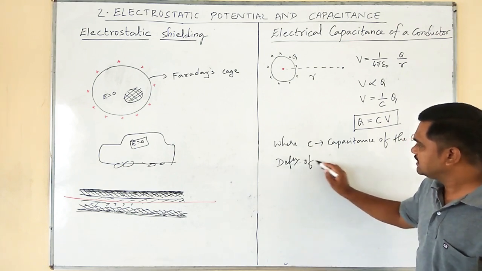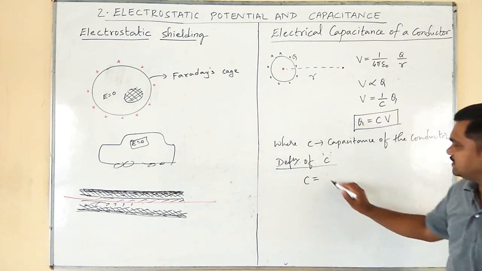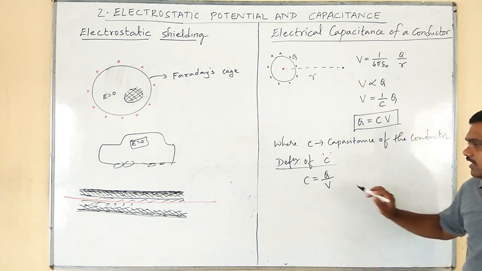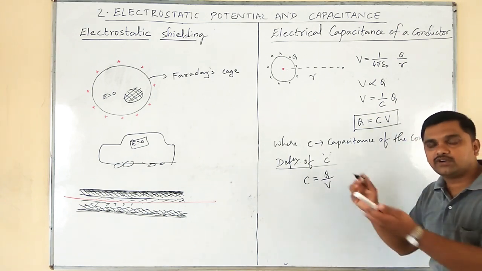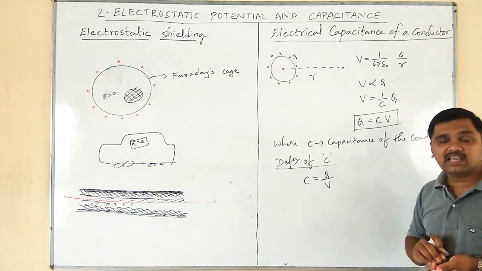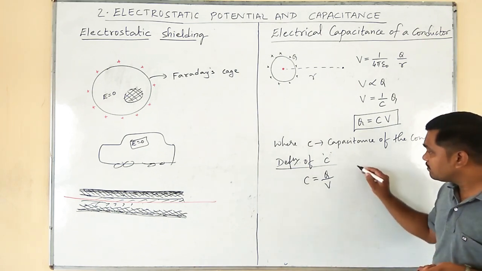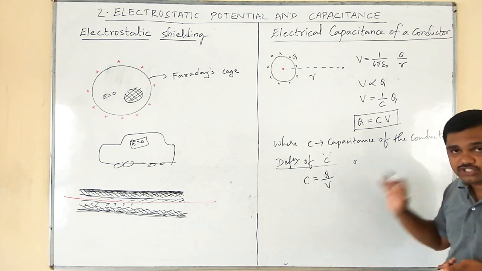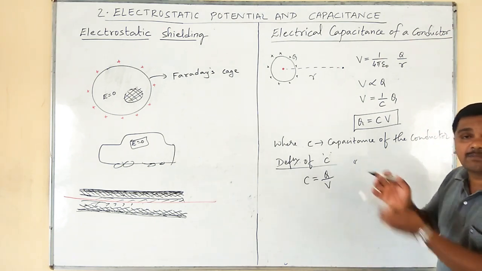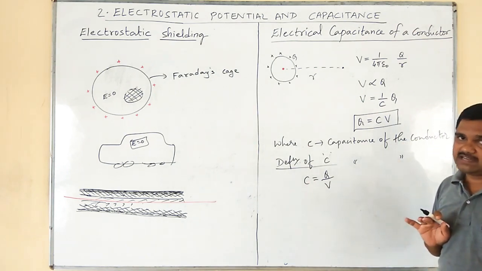Definition of C, that is capacitance. Here C can be written as Q upon V. Therefore, the ratio of the amount of charge given to the conductor to the rise in its potential can be defined as capacitance. Otherwise, capacitance of a conductor can be defined as the ratio of the amount of charge given to it to the rise in its potential. So that is the definition for electrical capacitance.